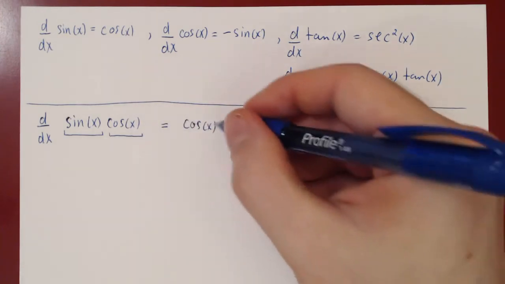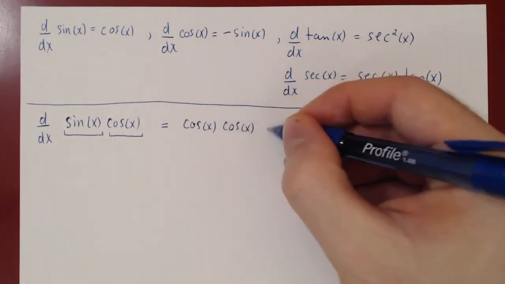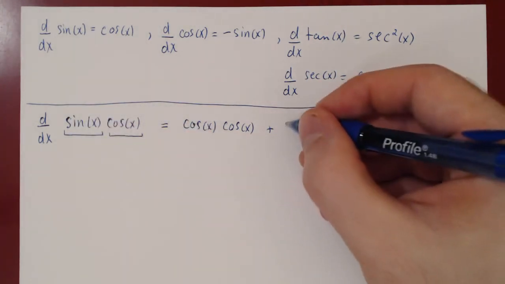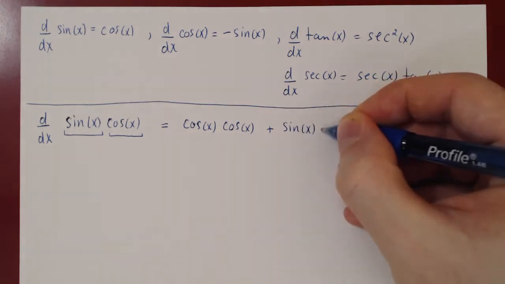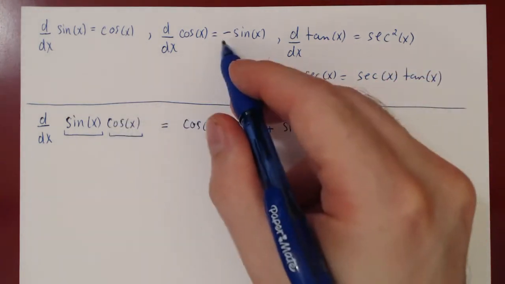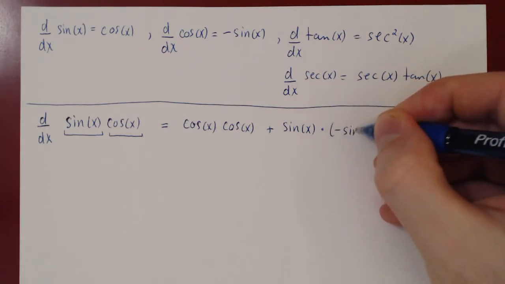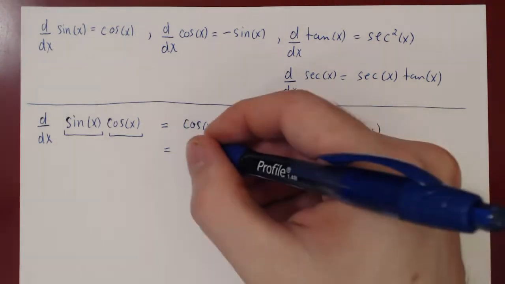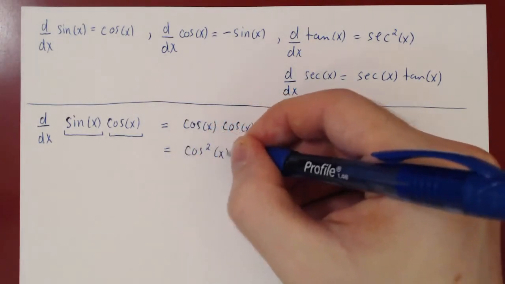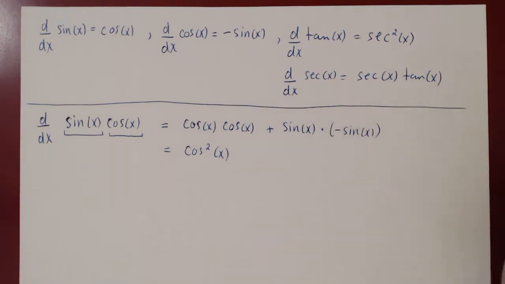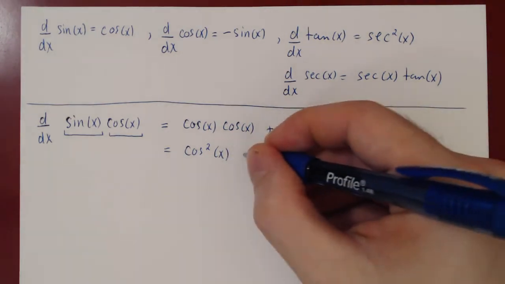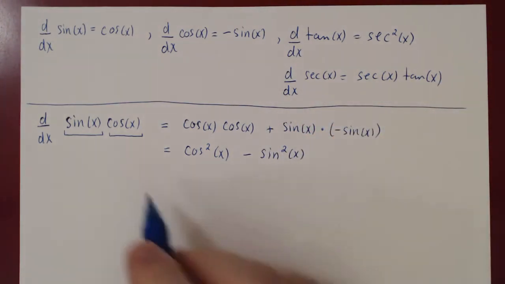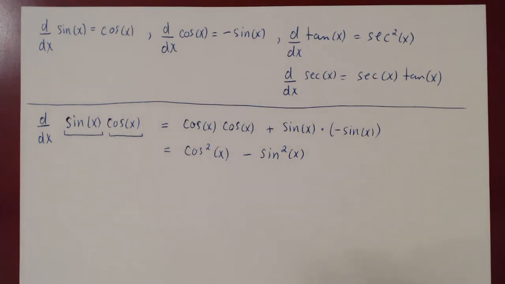times the second function, cos of x, plus, and now we differentiate the other function, so plus the first function, sine of x, times now the derivative of cos of x, which we know to be negative sine of x. So finally, cos of x times cos of x is just cos squared of x. Sine of x times negative sine of x will give us negative sine squared of x. And that's the derivative of sine of x cos of x.